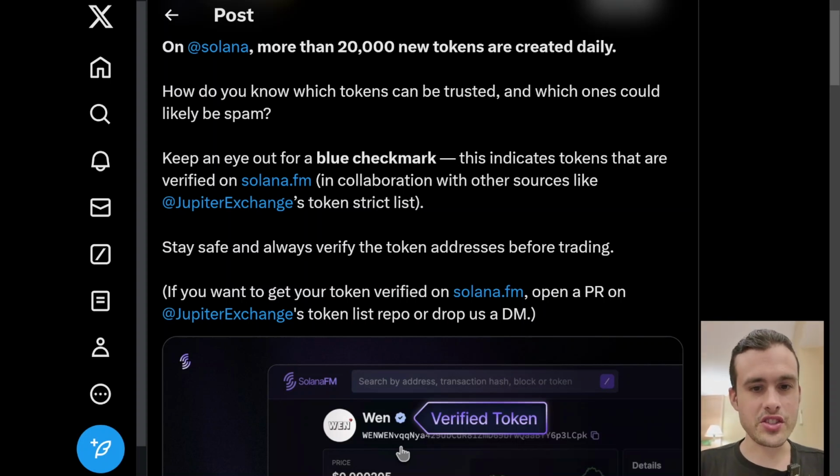So this is just another way, if you really want to invest your money in blue chip Solana assets, then you can see the blue check, for example, on Solana FM, or you can only interact with the verified tokens on Birdeye as well. But yeah, I just think this is insane. So many tokens being minted every day on Solana.